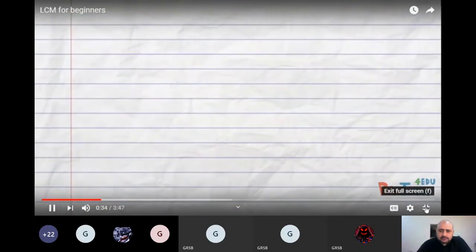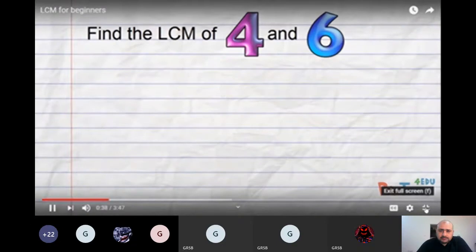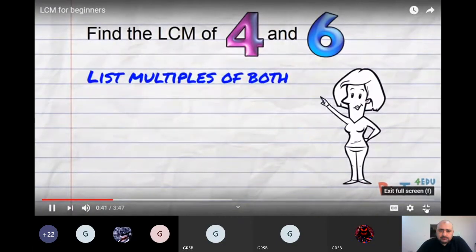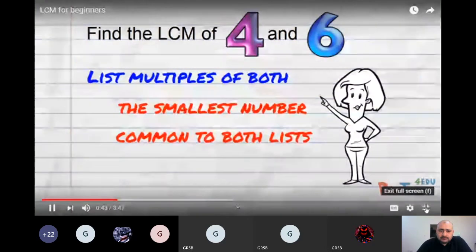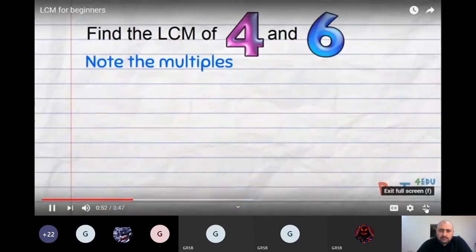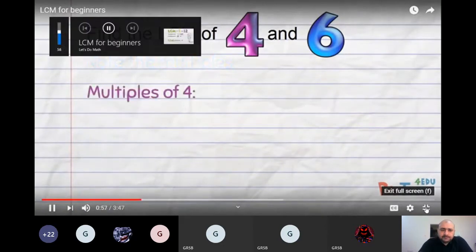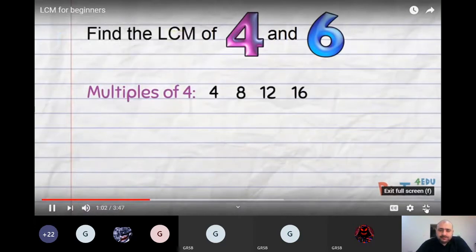Let's say we're told to find the LCM of 4 and 6. We're going to list multiples of both these numbers, and we're looking for the smallest number that occurs in both lists, that's common to both lists, and that's the LCM. Note down 4 or 5 multiples for each number. Multiples of 4, and just list them in a line: 4, 8, 12, 16, 20, 24. And then list some multiples of 6.